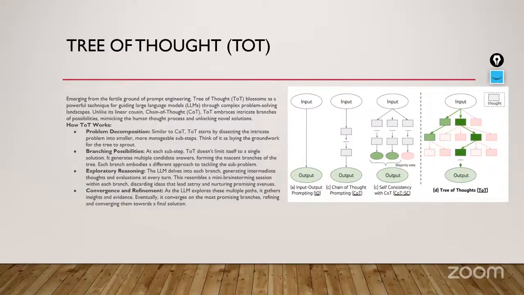So how does this tree of thought work? We will first understand what it does. Tree of thought blooms as a powerful technique for guiding our large language models through very complex problem-solving landscapes. Unlike its linear cousin, chain of thought, tree of thought embraces the intricate branches of possibilities, mimicking human thought. How will a human think if a particular situation happens?